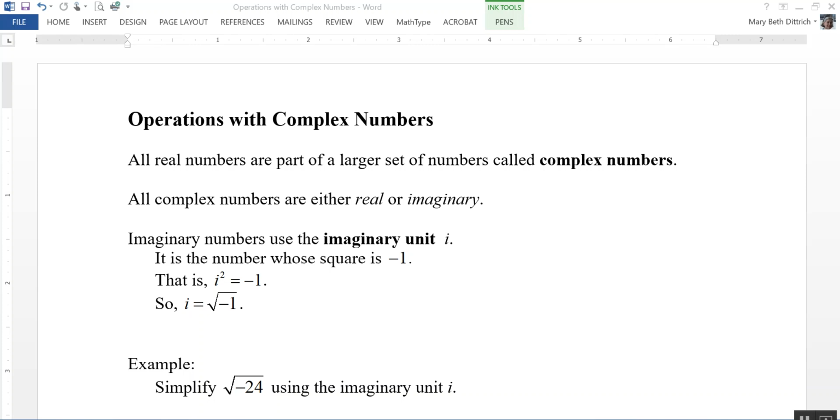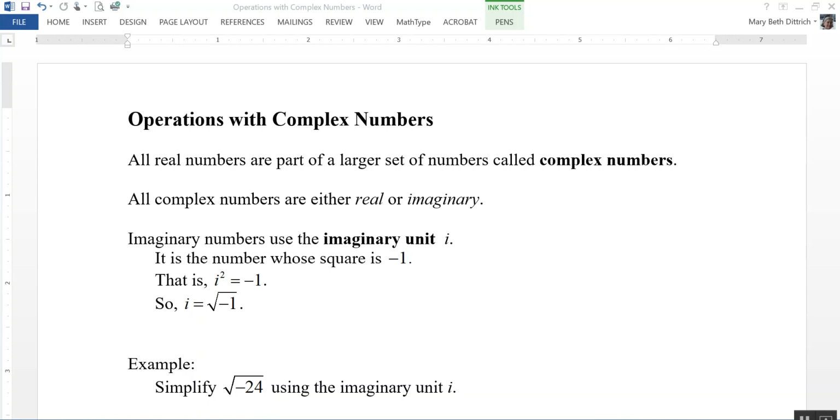This video is on operations with complex numbers. All real numbers are part of a larger set of numbers called complex numbers. So all complex numbers are either real or imaginary. Imaginary numbers use the imaginary unit i, written as a lowercase i. It is the number whose square is -1. That is, i squared is equal to -1.